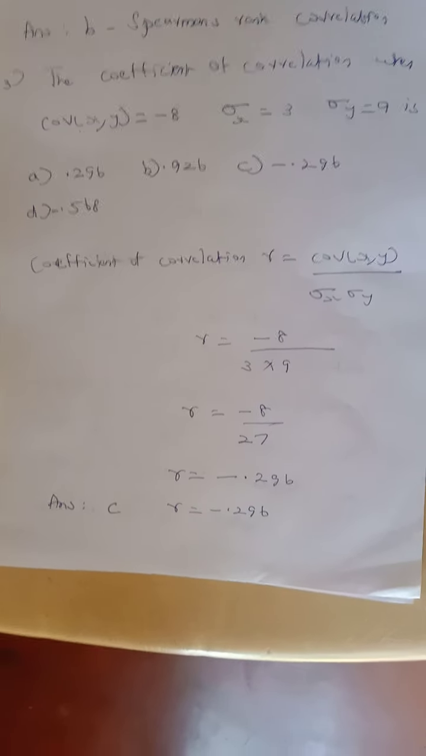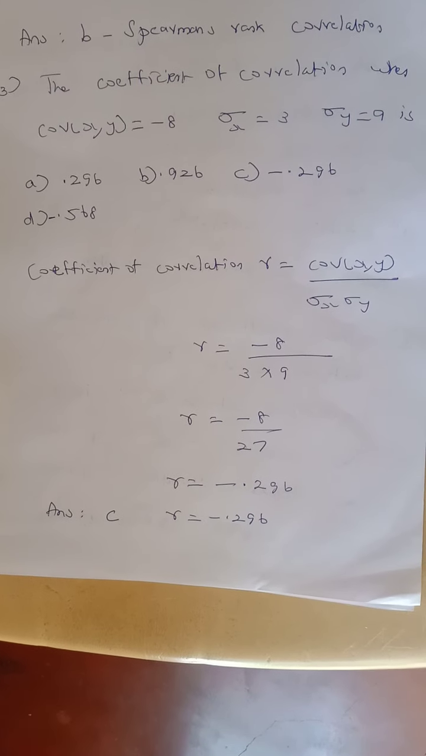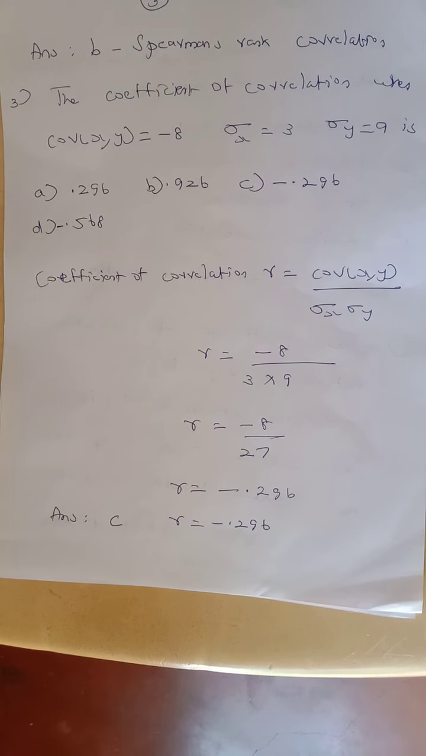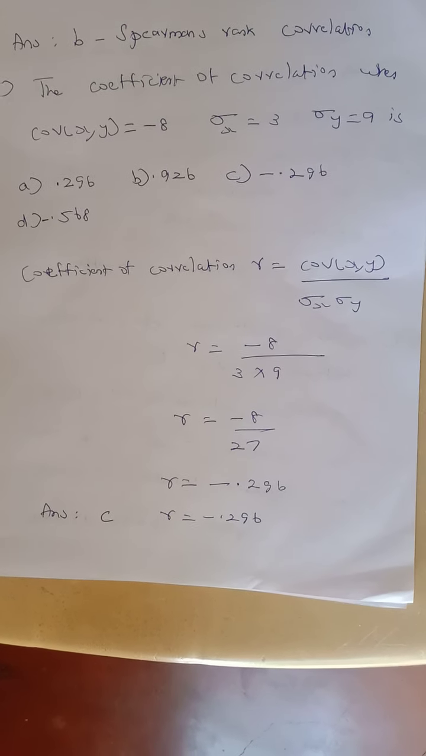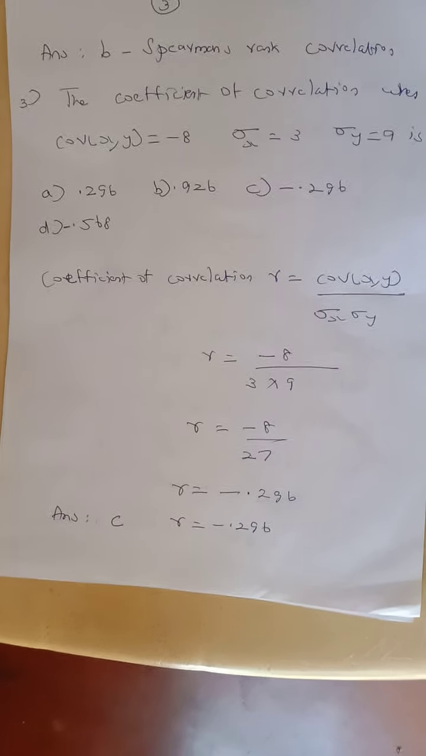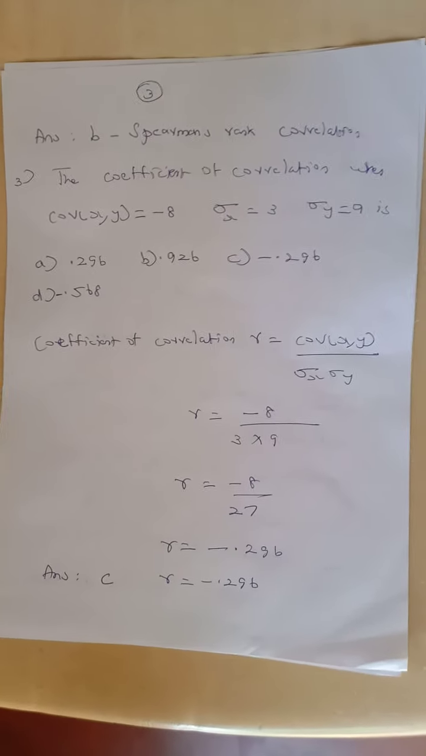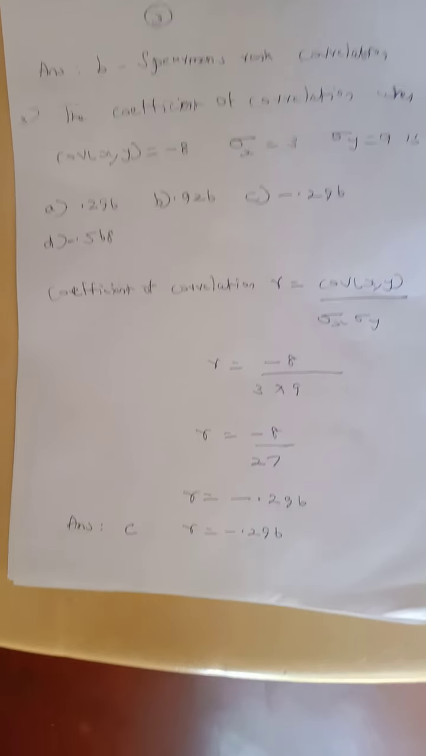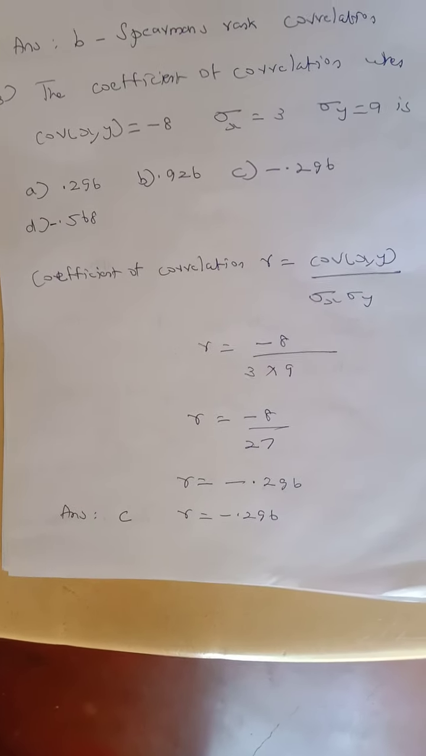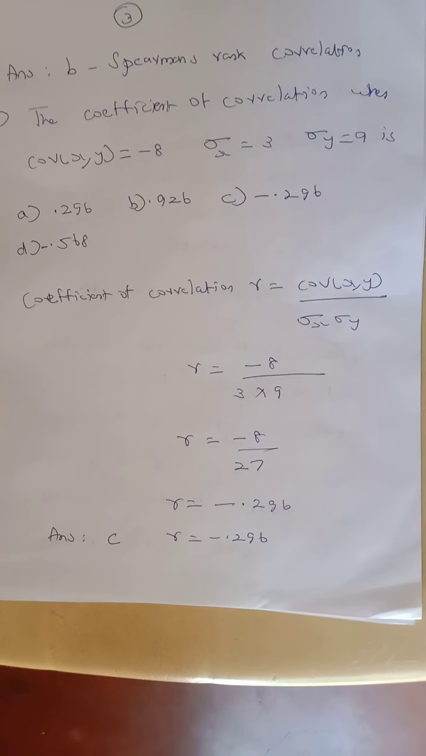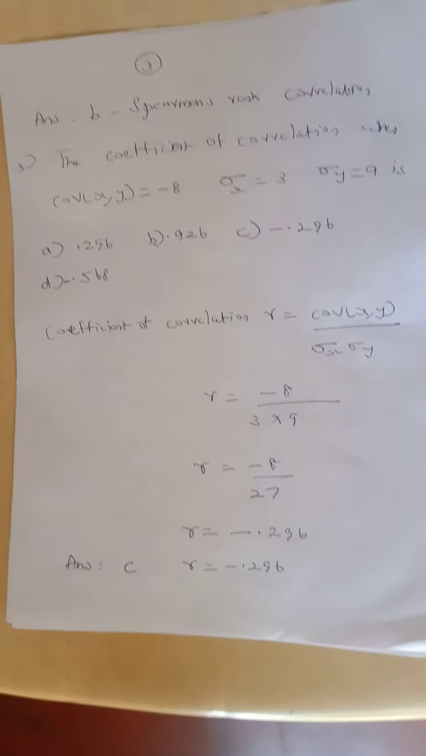So we know the relation between coefficient of correlation and covariance. R is equal to covariance of x comma y divided by sigma x into sigma y. R value we need to find. R is equal to covariance of x comma y, minus 0.8, and sigma x is 3 and sigma y is 9. So the R value, the coefficient of correlation, is equal to minus 0.296. So the correct answer is option C. Let us move to the next question.